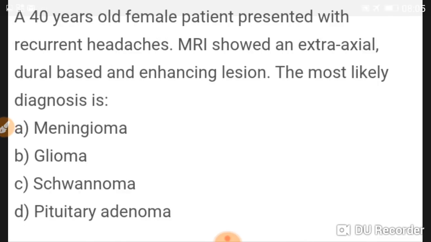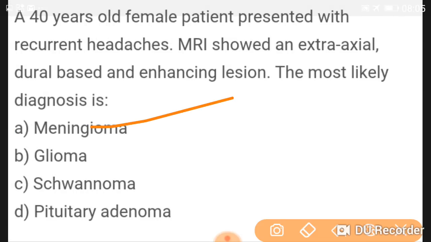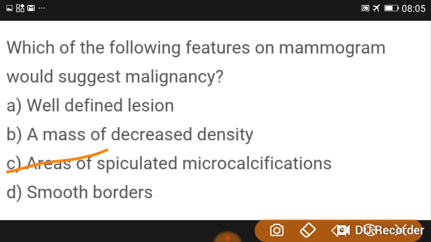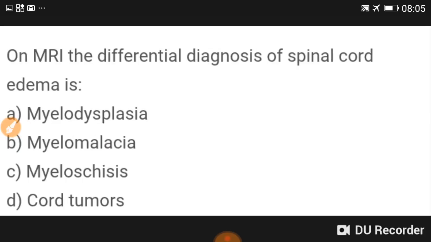A 40-year-old female patient presents with recurrent headaches. MRI showed an extra-axial dural based and enhancing lesion. The most likely diagnosis here is meningioma. Now, which of the following features on mammogram would suggest malignancy? Areas of spiculated microcalcifications. On MRI, the differential diagnosis of spinal cord edema is myelomalacia.